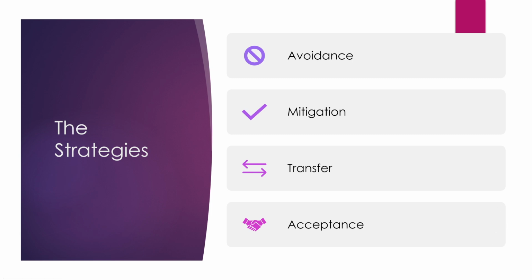The strategies that we use in cybersecurity are avoidance. Avoidance is eliminating the activities or conditions that could lead to a risk. For instance, if a certain software is vulnerable, but a competitor's software is not vulnerable, maybe we migrate to the competitor software and get rid of the vulnerable software. This helps us avoid having the vulnerabilities within our network.